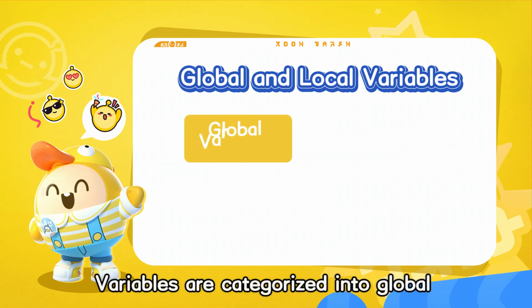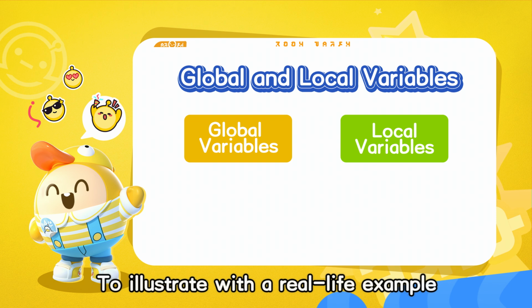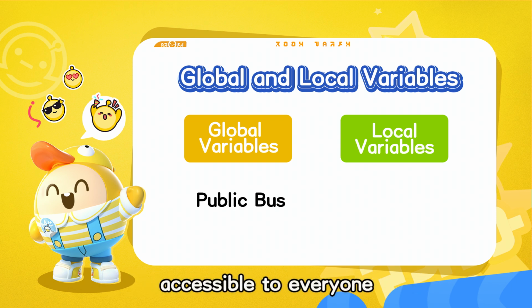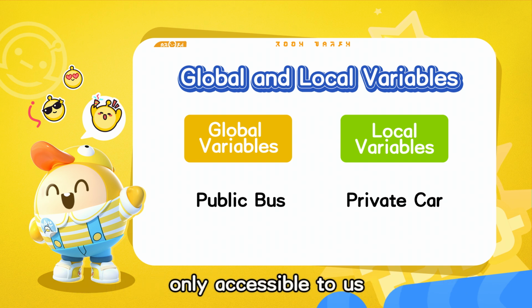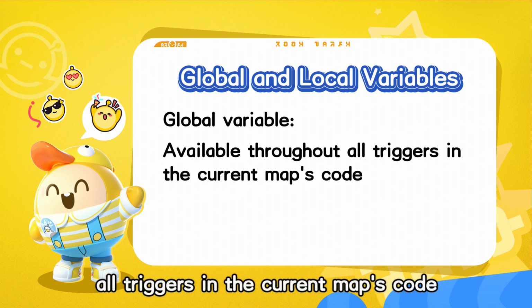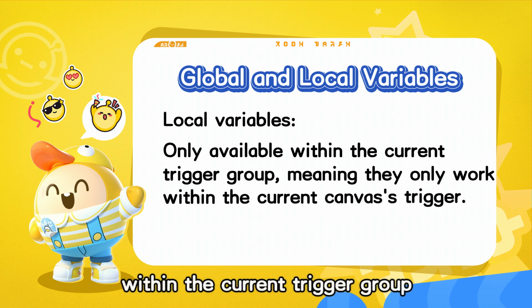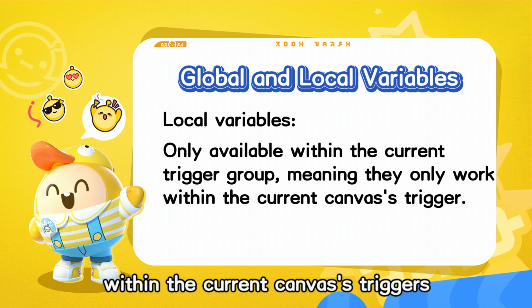Variables are categorized into global and local based on their scope. To illustrate with a real-life example, global variables are like a public bus accessible to everyone, while local variables are like our private car, only accessible to us. Global variables are available throughout all triggers in the current map's code. Local variables are only available within the current trigger group, meaning they only work within the current canvas's triggers.